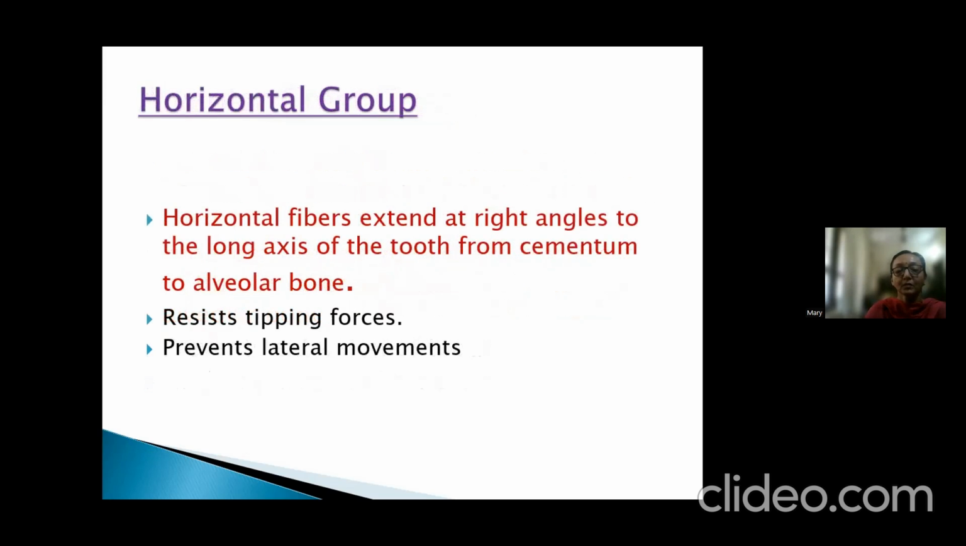The horizontal group fibers, they extend at right angles to the long axis of the tooth from the cementum to the alveolar bone, and they mainly help in resisting the tipping forces. They also prevent the lateral movements of the teeth.